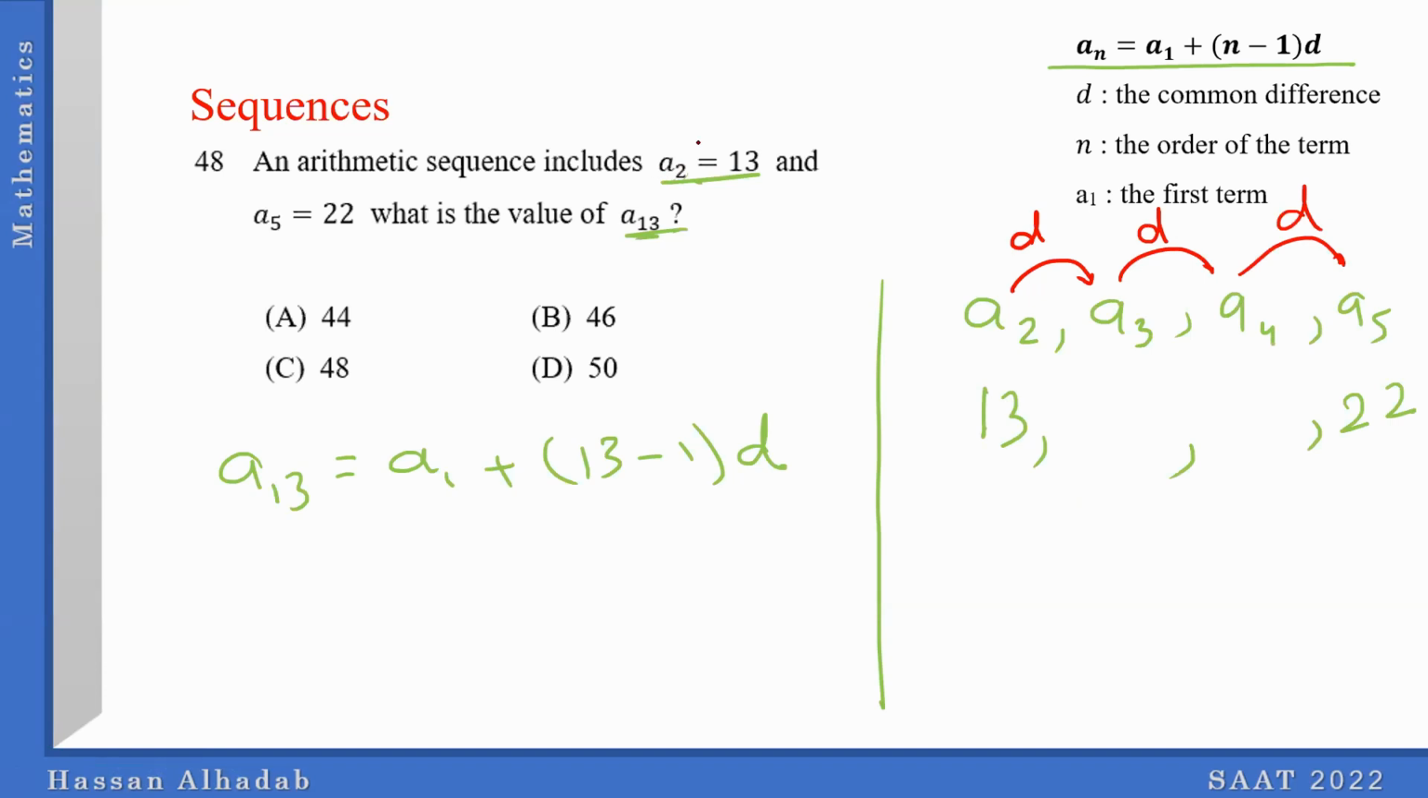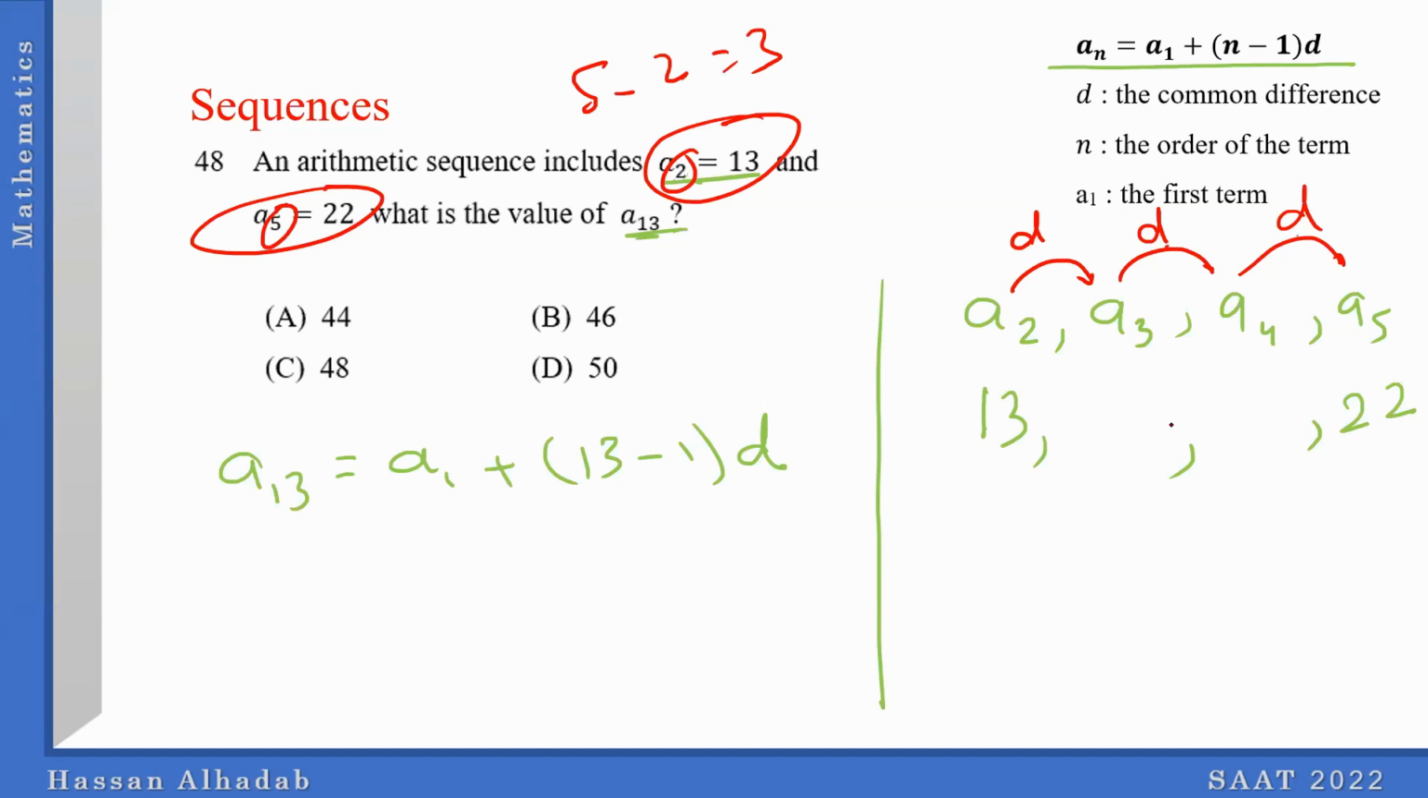So to move from A2 to A5, how many D's do you have? 5 minus 2, which is 3. So how many common differences are there? There are 3, which is 5 minus 2. So we have 3 D's. Can you see them? 1, 2, 3.